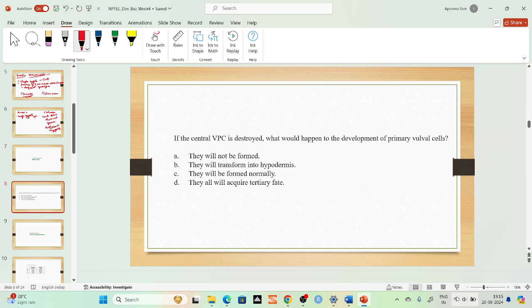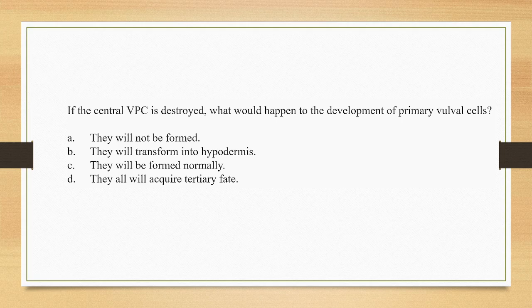Now we'll come to the next question. If the central VPC is destroyed, what would happen to the development of primary vulval cells? A. They will not be formed. B. They will transform into hypodermis. C. They will be formed normally. Or D. They all will acquire tertiary fate. Try to think and answer this question.